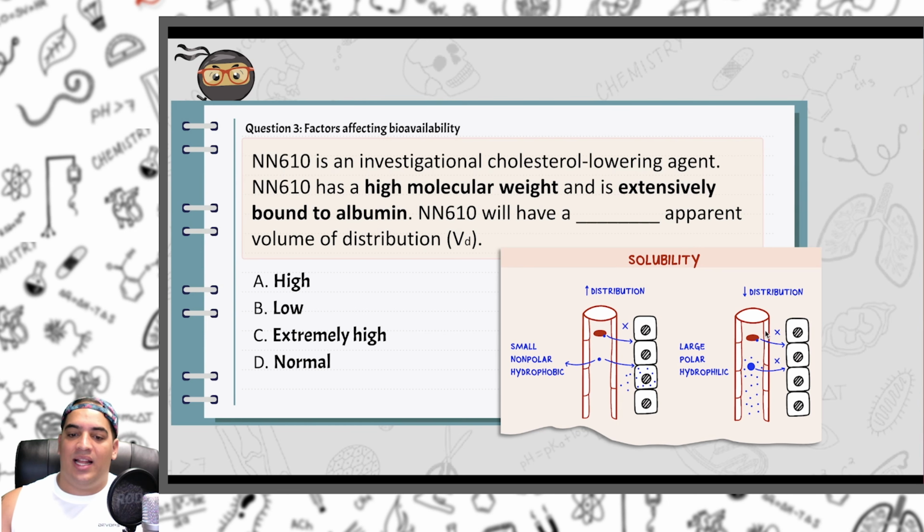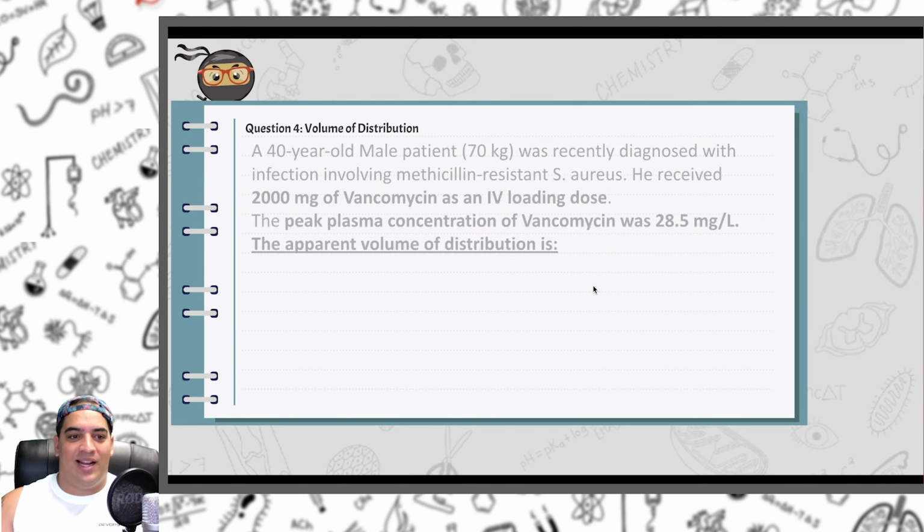If we have something that is, again, very small, it's also very hydrophobic, it's not extensively protein bound, it would have a high volume of distribution. So in this situation, what will we expect? It's going to have a low apparent volume of distribution. Why? High molecular weight, heavily protein bound, and also another particular reason is that it's likely going to be hydrophilic and probably polar. All right, let's move on to the next question here.